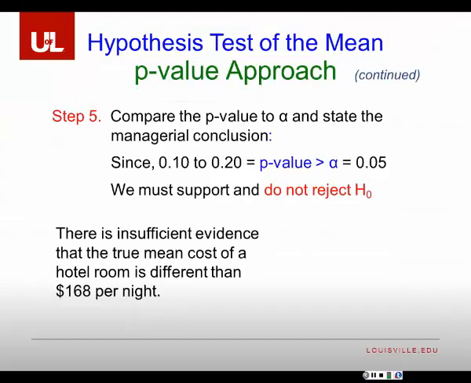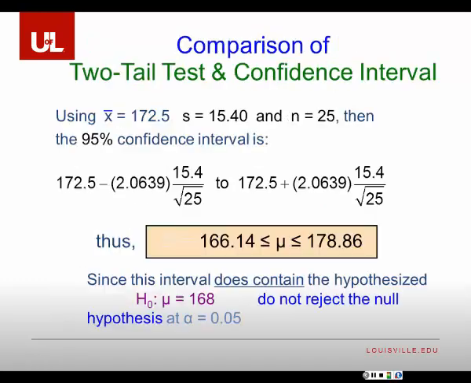So here we compare the p-values to alpha and state that the managerial conclusion is that since 0.10 to 0.20 is greater than alpha equal to 0.05, we do not reject the null hypothesis. All right, comparison of the two-tailed test and the confidence interval. You'd construct the confidence interval the same way we did in the last chapter. You'd get the critical t-value.